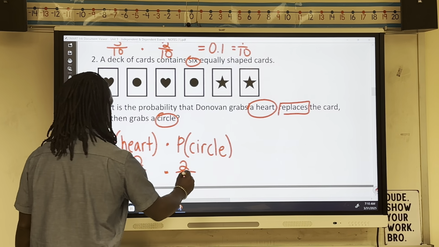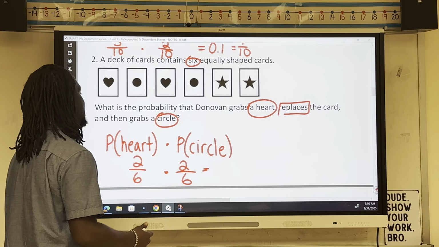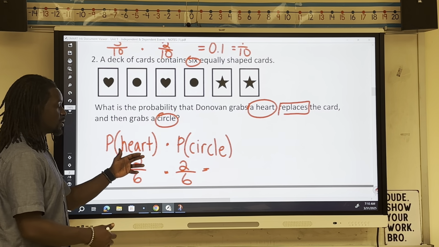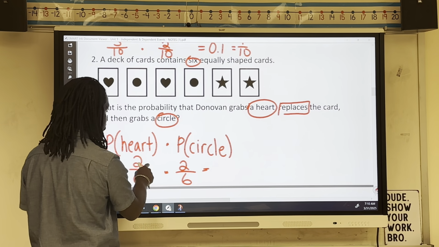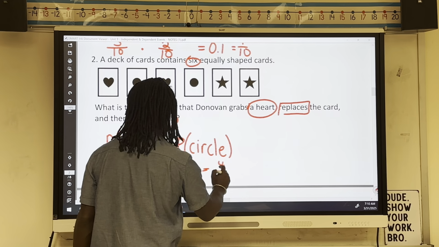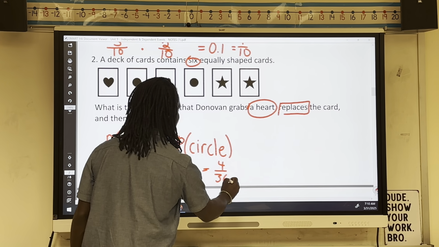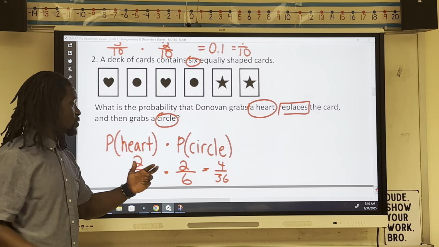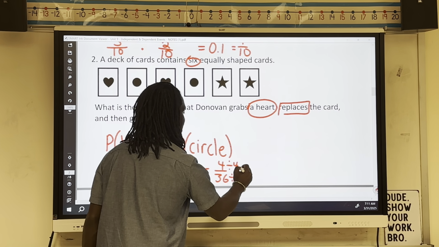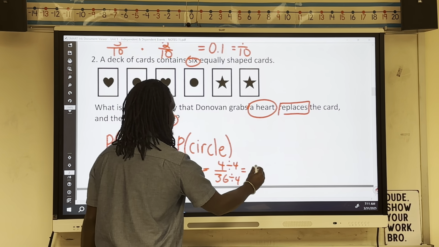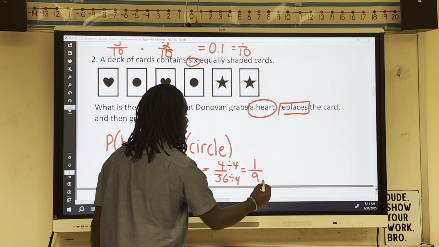When we're multiplying fractions, we're just multiplying across. So 2 times 2, that would be 4. 6 times 6, that's 36. I know that this simplifies by dividing it by 4, and that is going to give me 1 over 9.